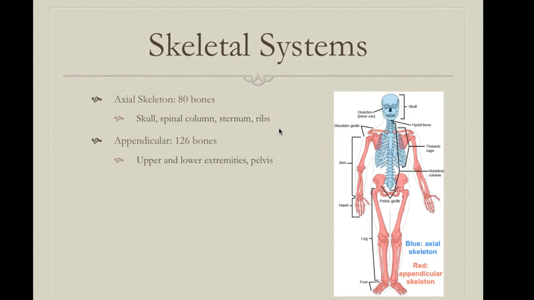So axial skeleton, anything that involves the skull, the spinal column, sternum, and ribs, about 80 bones, and then appendicular, anything with the upper and lower extremities and the pelvis, includes about 126 bones.